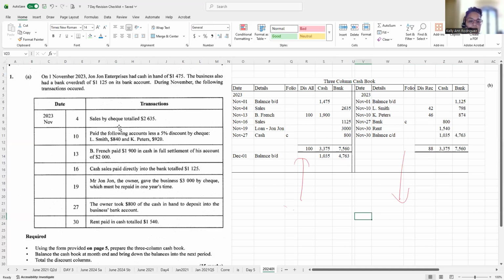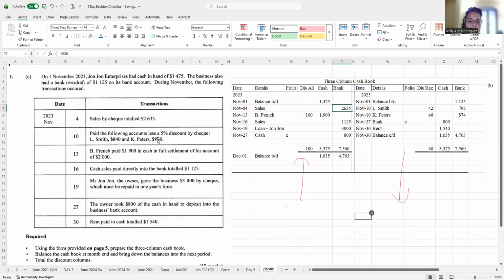So you put your beginning balances. Read the question. Sales by check totaling 2635. Is it bank or cash? Check is bank. So therefore, I go in under my bank column. Is it increasing or decreasing? Increasing, so it's on the debit side. So sales, debit side, 2635.